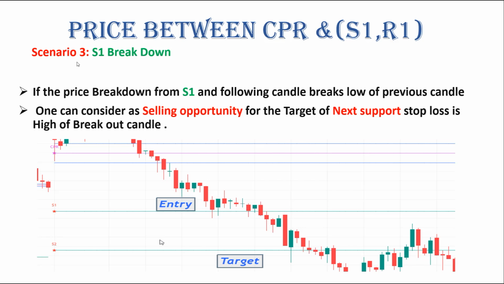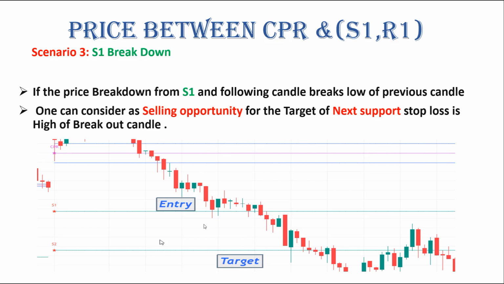So scenario number 3, S1 breakdown. So this is S1 and S2. Above the CPR we can see the resistance levels, that is R1, R2 and R3. Below CPR we can see the support zones, that is S1, S2 and S3. So if the price breaks down from S1, and if the following candle breaks the low of the previous candle, one can consider it a selling opportunity for the target of the next support.